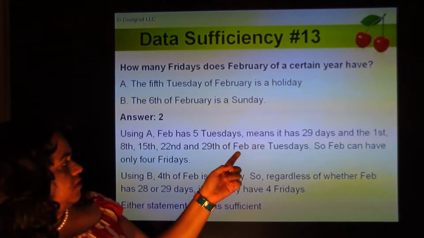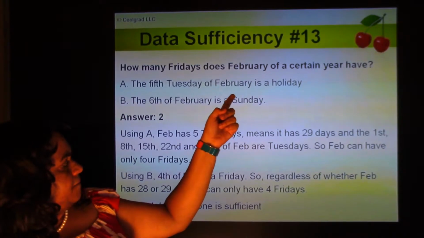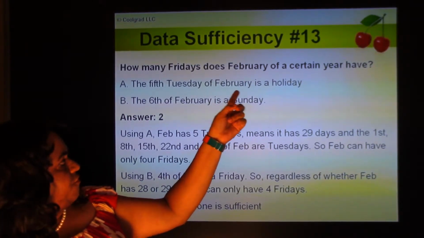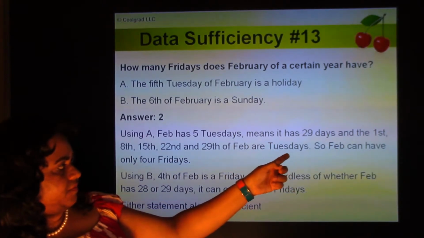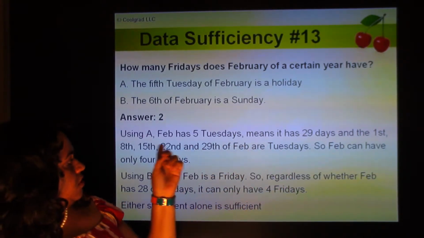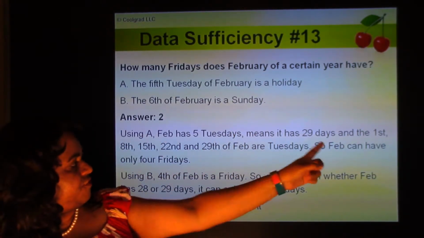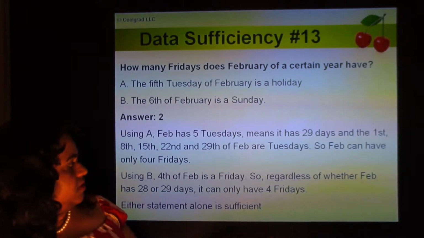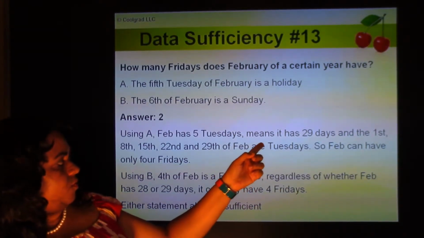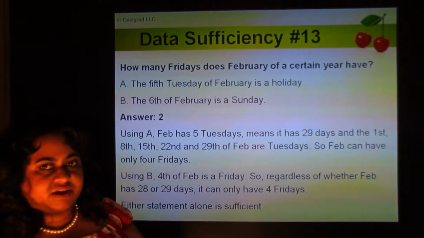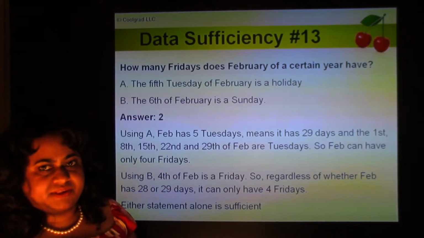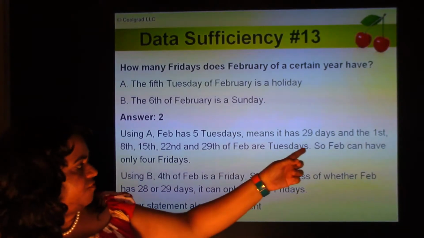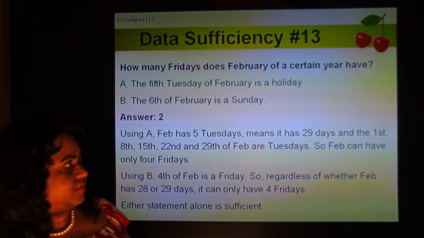So the 5th Tuesday of February is a holiday. So 29th of February is a Tuesday. And therefore, the 22nd, the 15th, the 8th, and the 1st, they're all Tuesdays. So if Tuesday occurs 5 times, that means all the other 6 days of the week occur only 4 times each. So February can have only 4 Fridays.